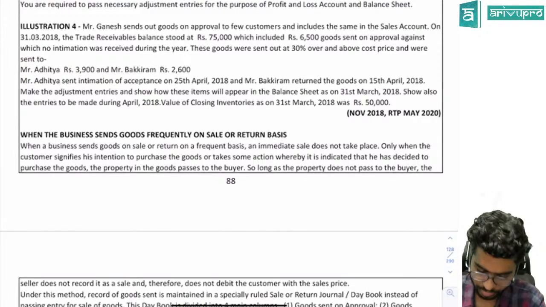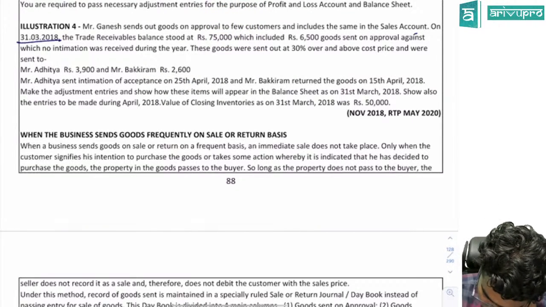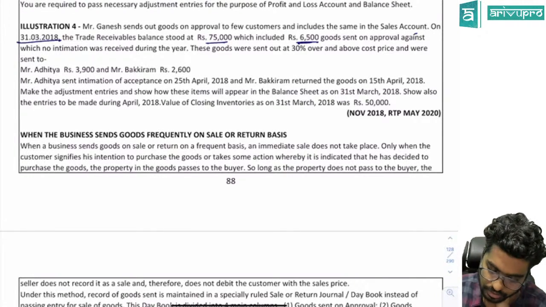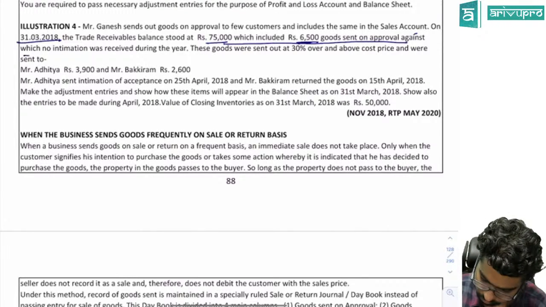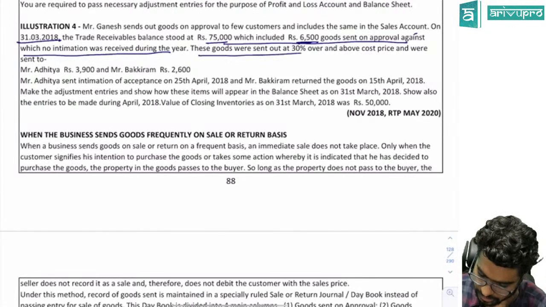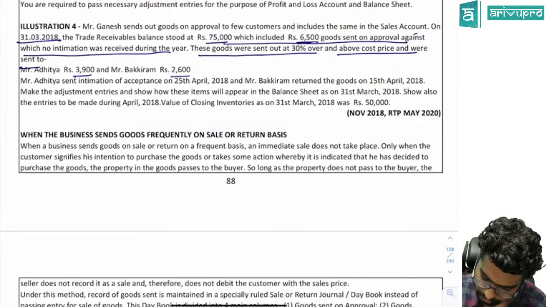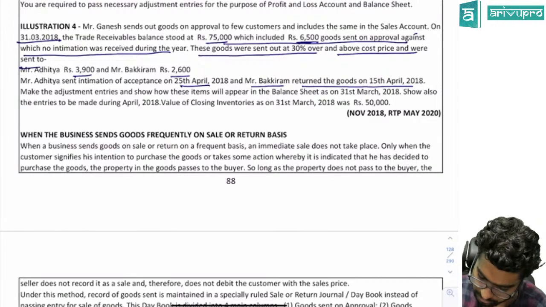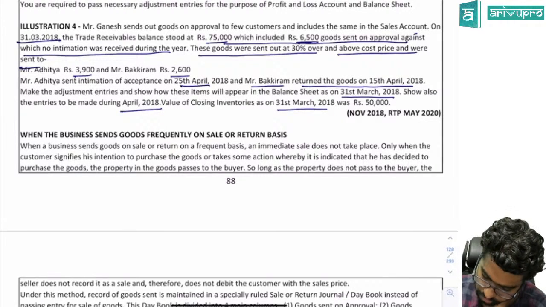Mr. Ganesh sends out goods on approval to a few customers and includes the same in sales. On 31st, trade receivables stood at 75,000, which included 6,500 sent on approval. These goods were sent out at 30% over and above the cost price, sent to Aditya and Bakiram. Mr. Aditya sent acceptance on 25th. Bakiram returned the goods on 15th April. Make the adjustments and show how this will appear on 31st March 2013, the closing stock of the inventories.